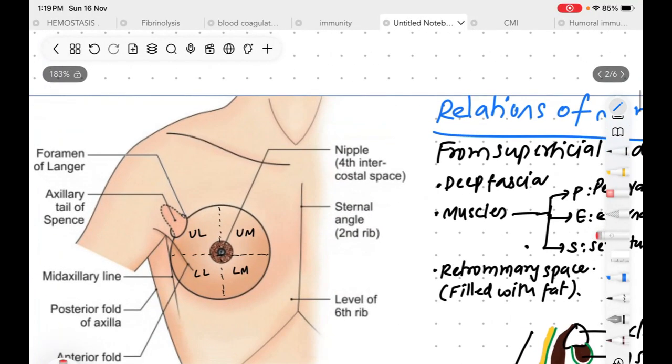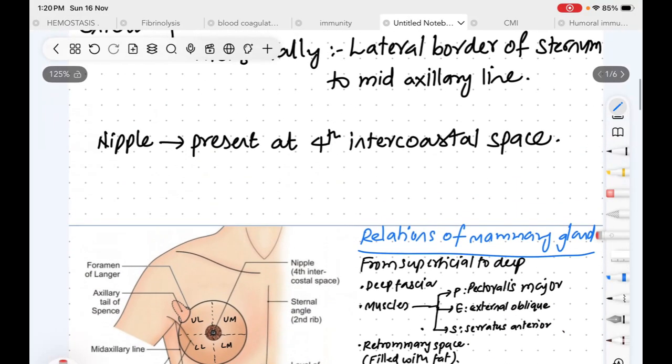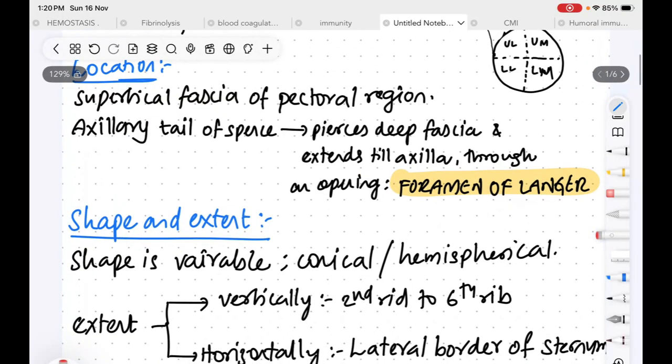You can appreciate that the axillary tail of Spence is from the upper lateral quadrant. It pierces the deep fascia and enters the axillary region through the foramen of Langer. From this foramen of Langer, the axillary tail of Spence pierces the deep fascia and enters into the axilla. Okay, this is about the axillary tail of Spence.